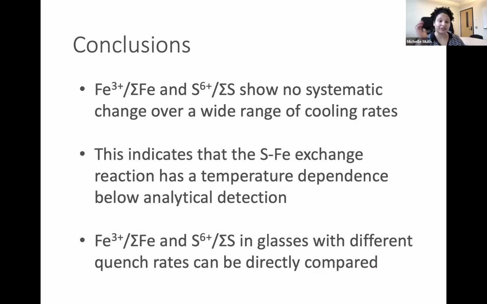We've established a few things through this work. We've established that iron and sulfur valence state don't show any systematic changes over the wide range of cooling rates that these samples have experienced, and that this indicates that the sulfur-iron exchange reaction has a temperature dependence that is small enough to be below analytical detection. And perhaps most importantly, to our ability to carry out research studying how our planet operates, this means that iron and sulfur XANES in glasses with different quench rates can be directly compared, and that we can back up the assumption that volcanic glasses represent the high temperature melts that they came from.